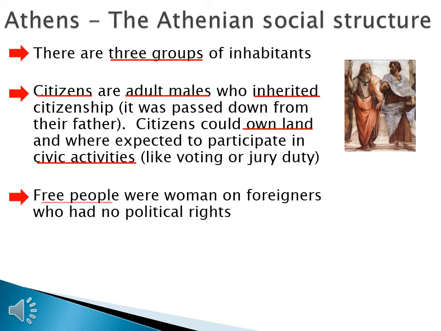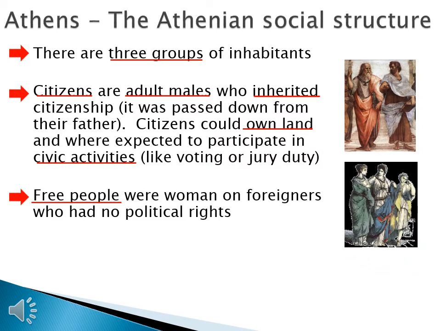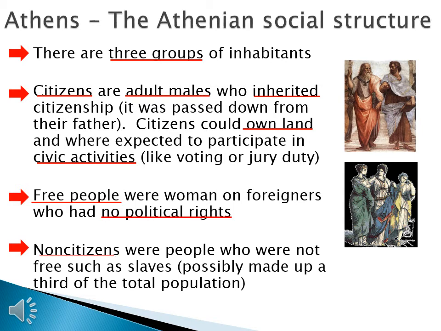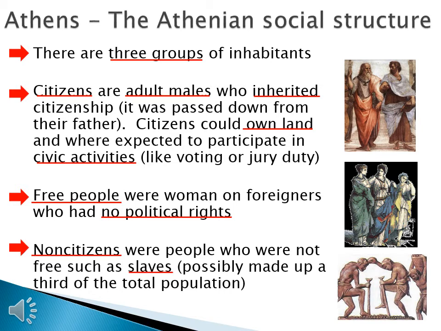Then we have free people. These are women or foreigners, and they have no political rights. They may be free, but they have no rights. Women in Athens have very little power. That leaves the bottom. These are non-citizens, who were people that were not free, such as slaves.